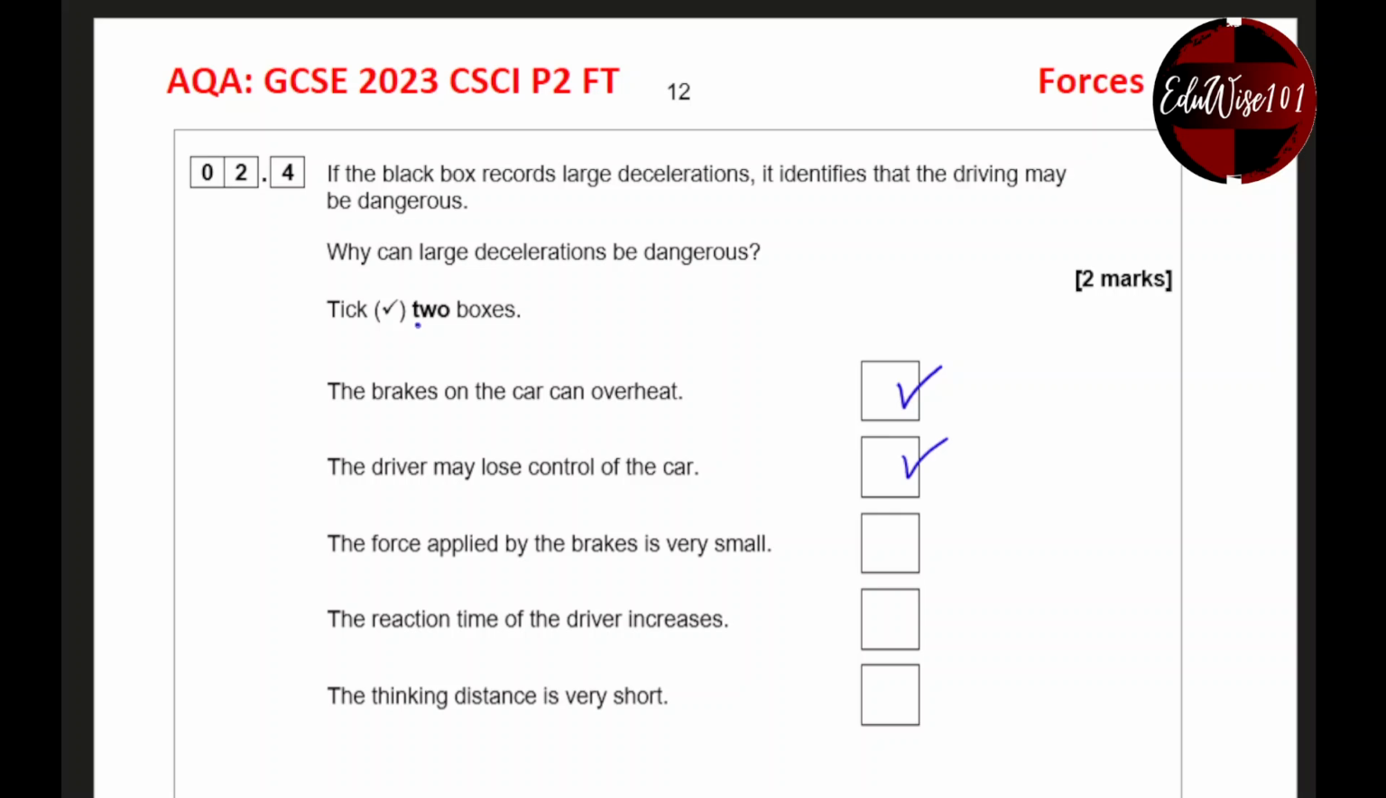You're only asked to tick 2 boxes. Let's check if the others are correct as well. The force applied by the brakes is very small. We don't know that. That depends on how much force you are pushing on the brake pedal. The reaction time of the driver increases. No. Reaction time is how fast you are reacting. The thinking distance is very short. Right? True, but that doesn't mean it's going to be dangerous. That's actually a good thing. So it's only the first 2 answers.